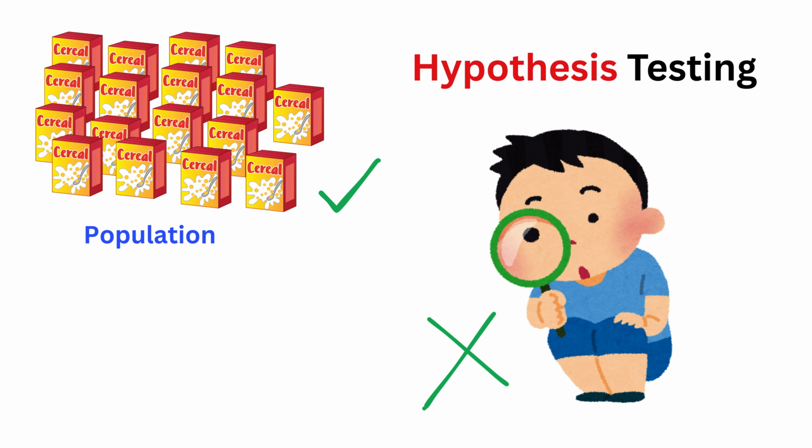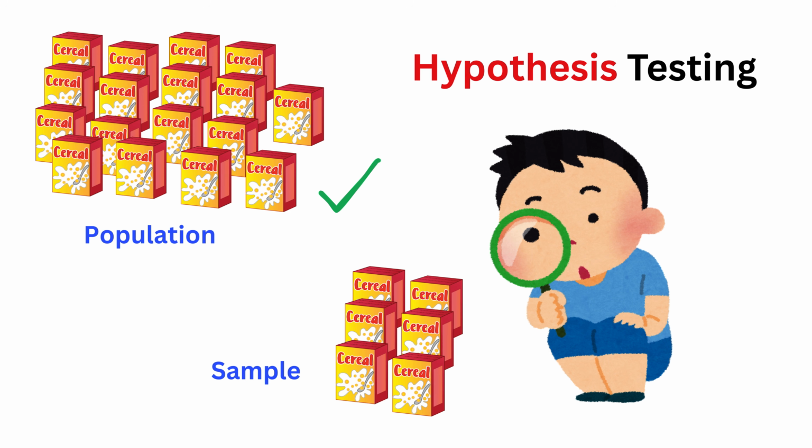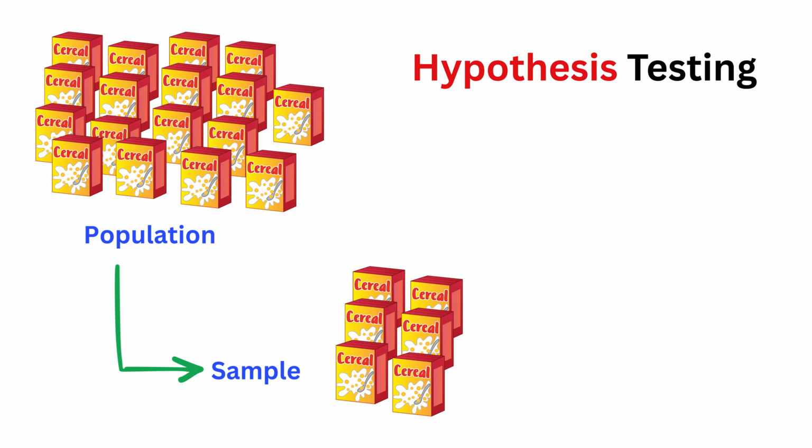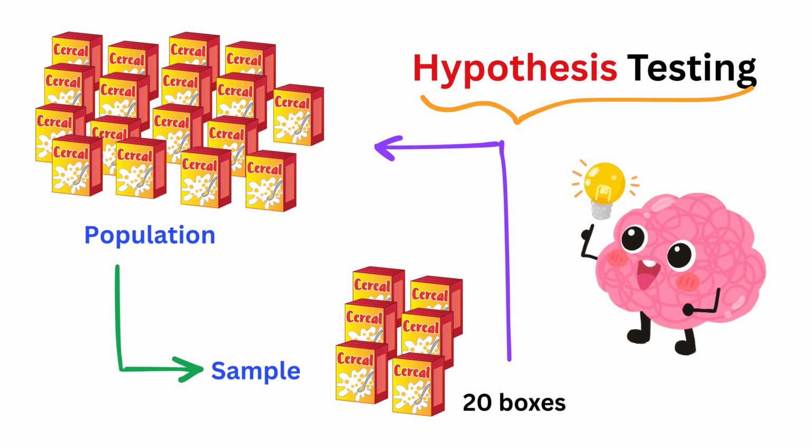You can't check every single box, so you test a sample. A sample is a smaller group chosen from the population. You weigh, say, 20 boxes, and use those results to draw conclusions about all the boxes. This, right here, is the central idea of statistics. Making smart guesses about a big group by looking at a small part of it.